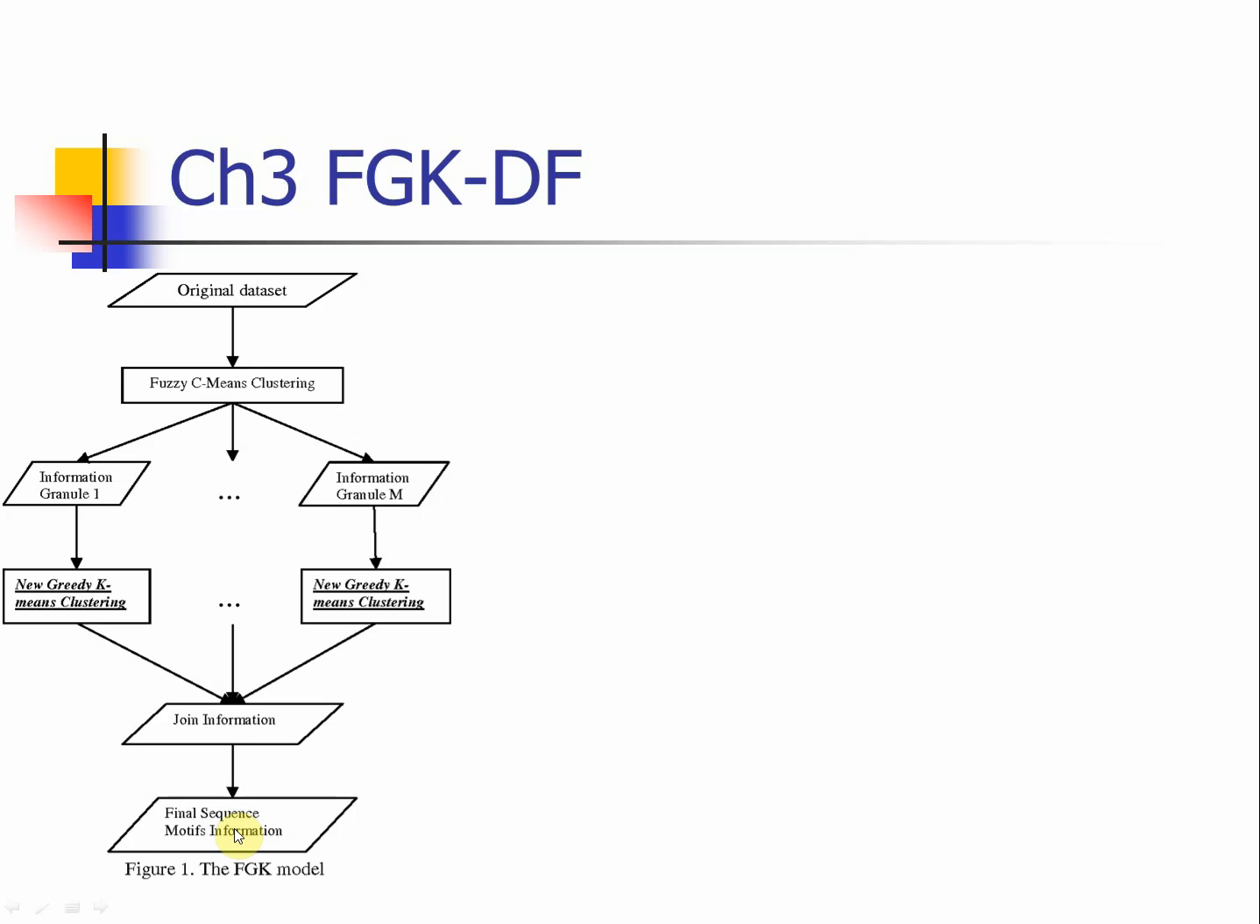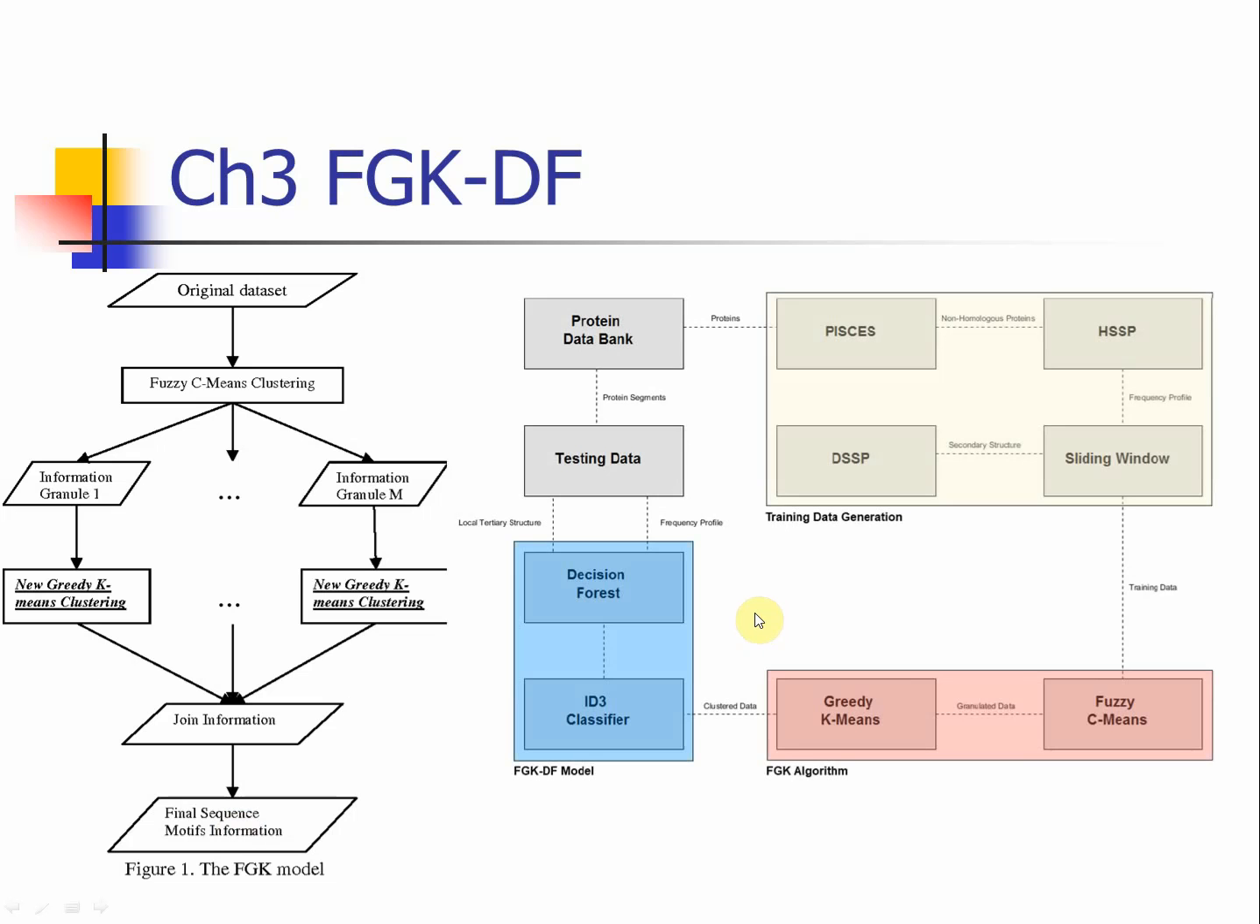Now, in chapter 3, we expand this whole structure into a bigger picture. So let's take a look at this one to see what is happening. It's very similar to the structure that we see over here, except that we add a decision forest area. So let's try to map the original picture into this chapter.